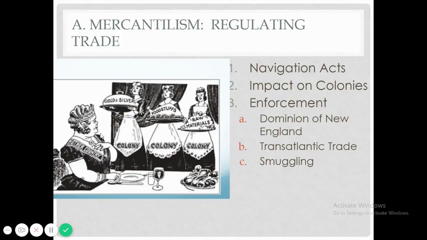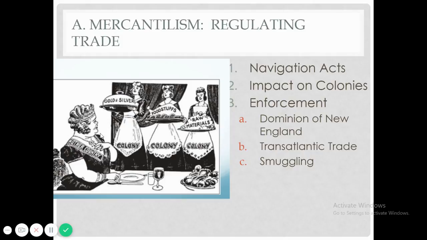However, there were some negatives, and these laws limited the development of manufacturing in the colonies. It also forced Chesapeake farmers to accept lower prices for their crops than they normally would have if they had had a world market. And it also caused colonists to pay higher prices for the manufactured goods that they needed from England.